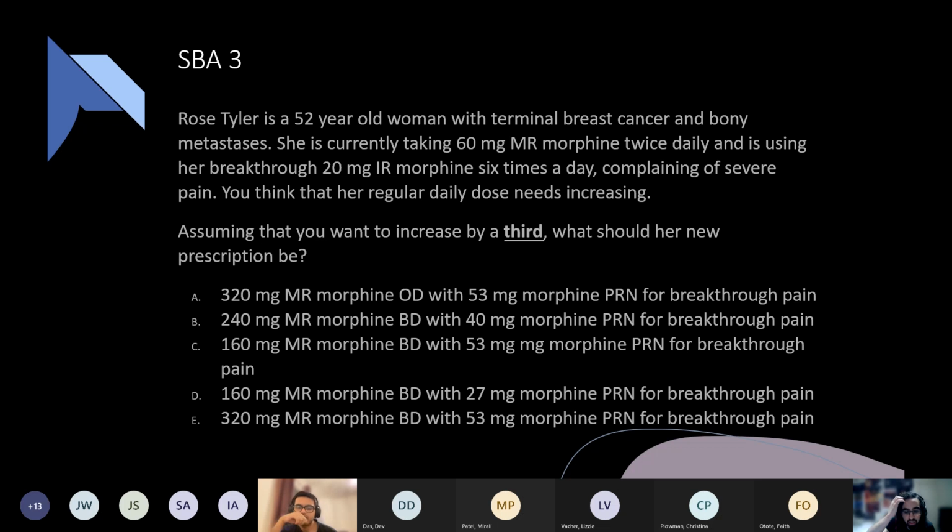These sort of questions, unfortunately, do turn up. It's annoying because all the options kind of look the same, but if you stick to the whole one sixth thing, and hopefully they'll tell you by what factor they want you to do it by, then you're fine. So remember to add up all of the regular modified release as well as every time she uses immediate release.